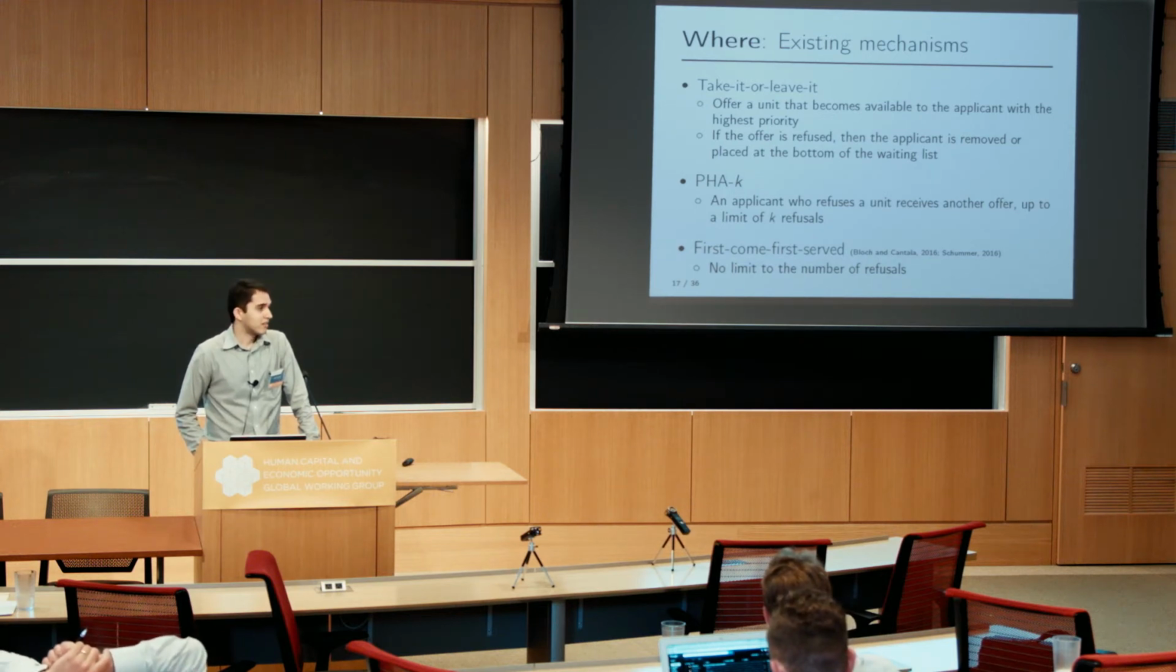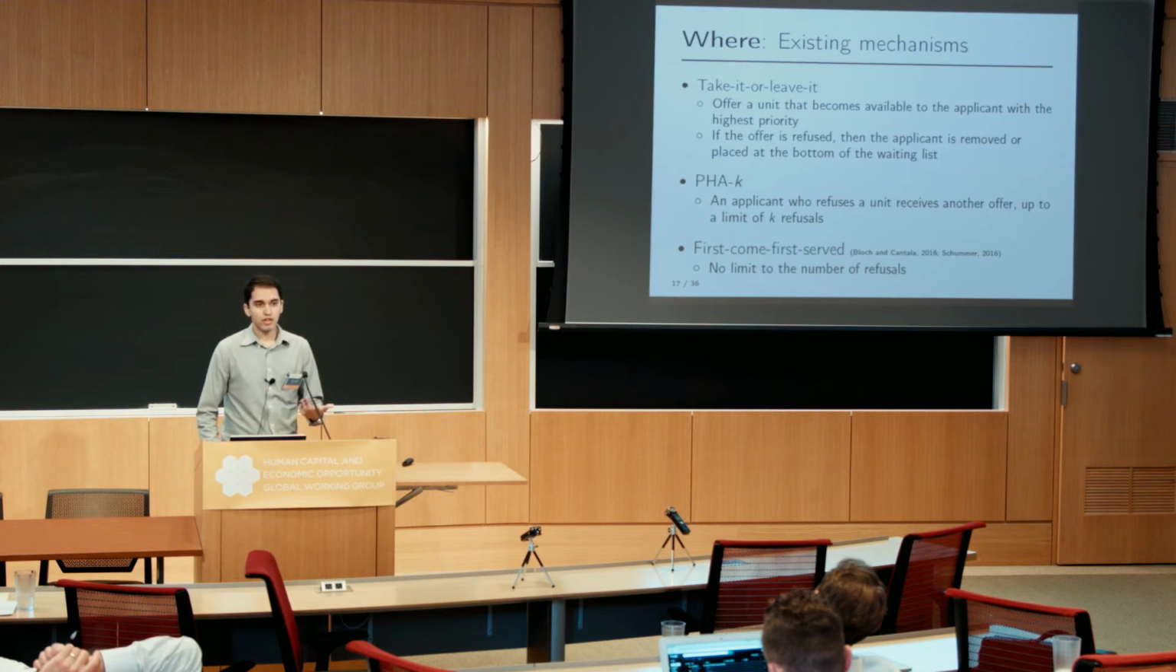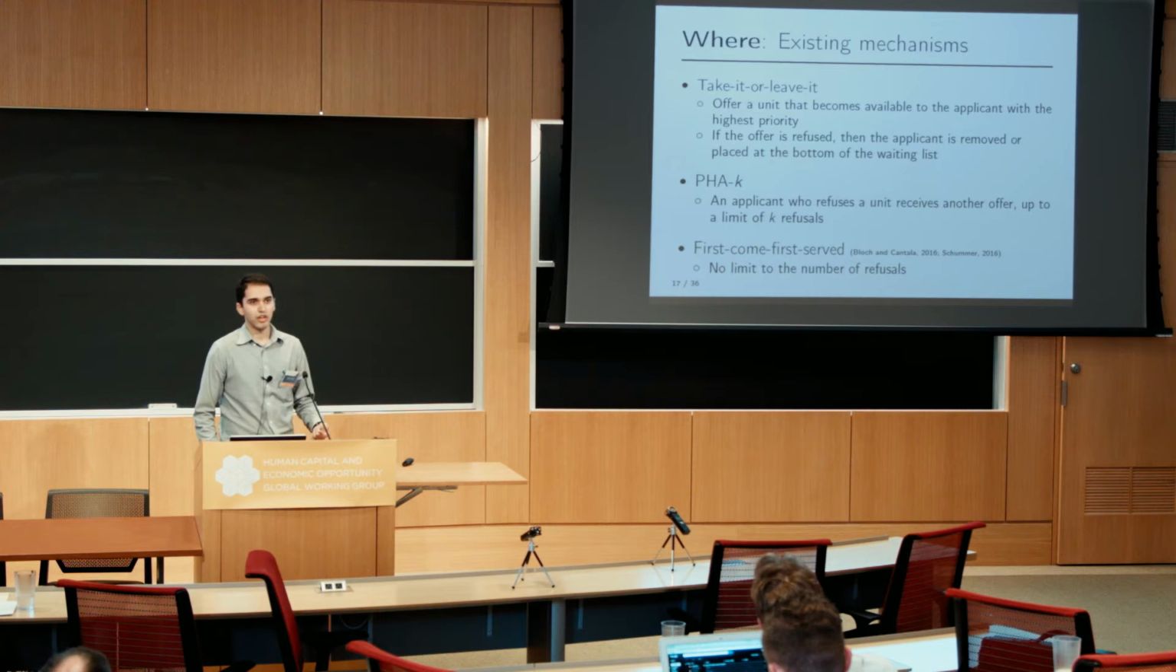The take it or leave it mechanism is the most common, and it's used here in Chicago. So what that means is once you get to the top of the waiting list, you receive one offer of housing, whatever becomes available. And you have the opportunity to refuse that unit, but if you do so, you get kicked to the bottom of the waiting list, which means you have to wait another 4 years before you get an offer.